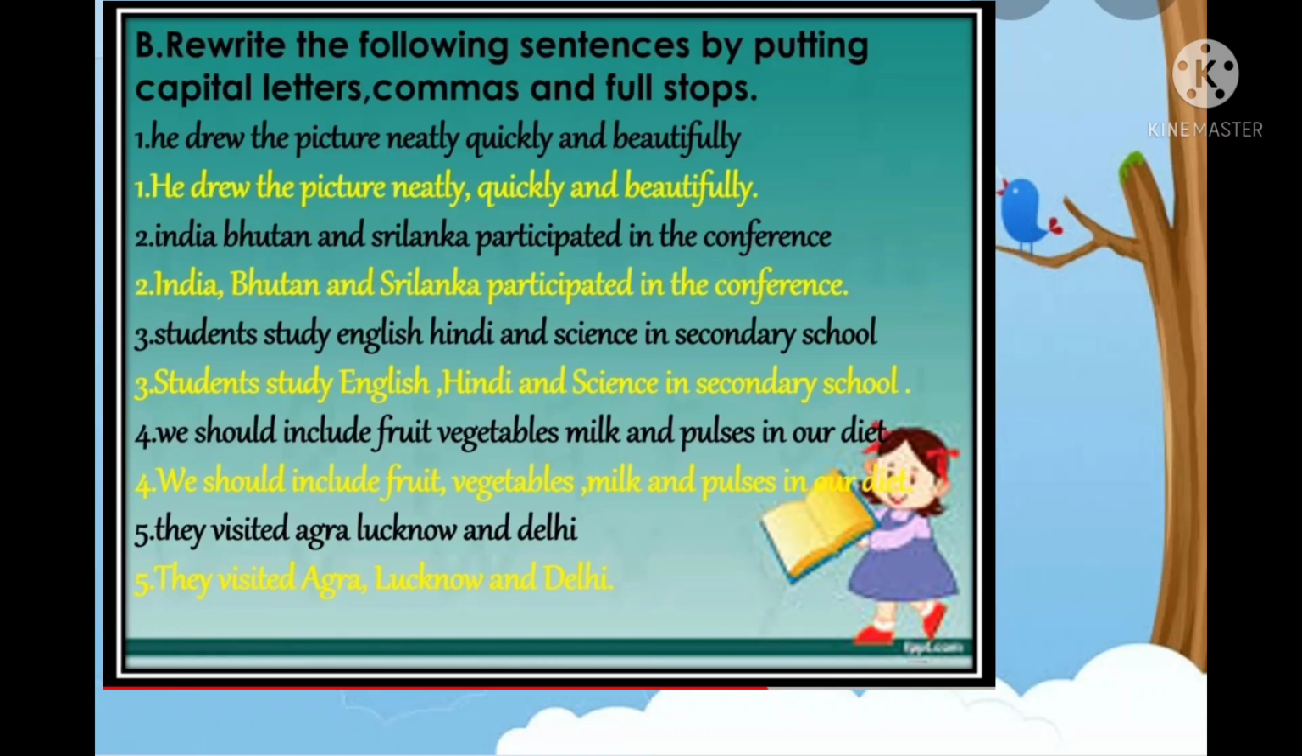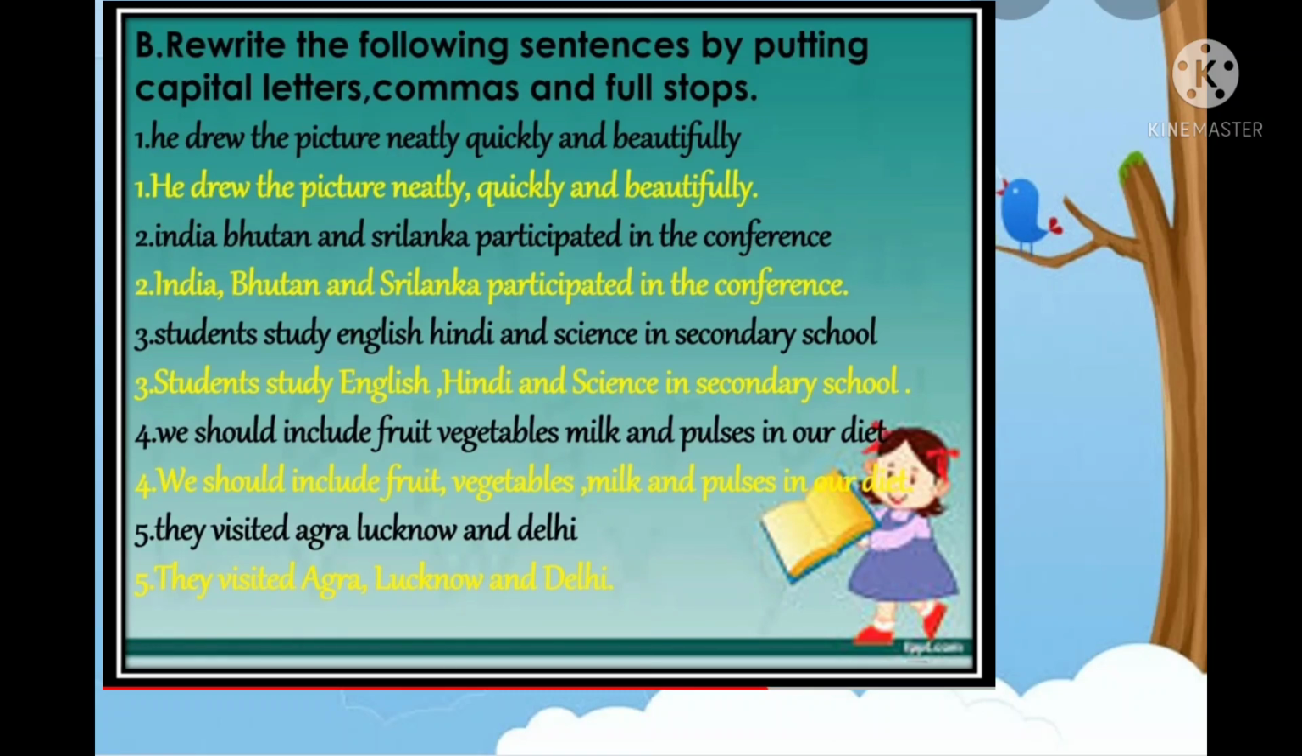Rewrite the following sentences by putting capital letters, commas and full stop. He drew the picture neatly, quite quickly and beautifully. So kids, we begin the sentence with the capital letter, that is why he is written in capital letter, then neatly, comma, quickly and beautifully. In the end we will put full stop.